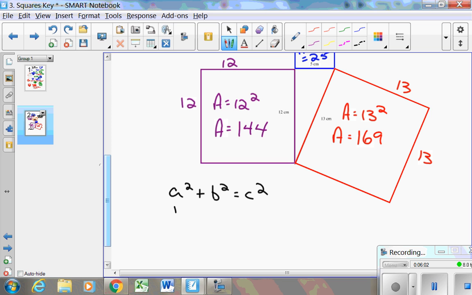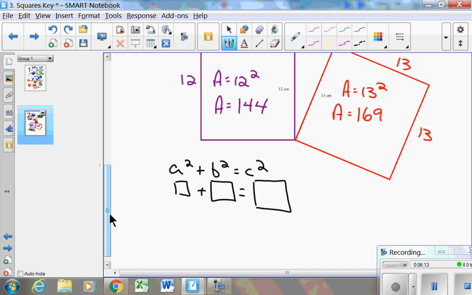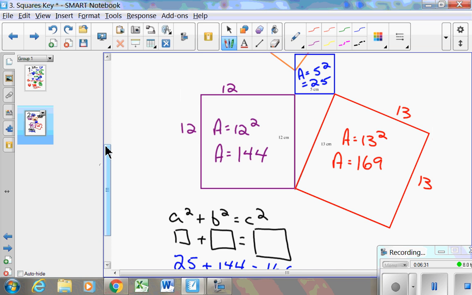So again, if we go with the idea of Pythagoras, our math buddy, a squared plus b squared equals c squared, the little area plus the medium area equals the big area. The little area was 25, the medium area was 144, and the big area is 169. That pattern only works when you're talking about triangles that have a right angle in them.